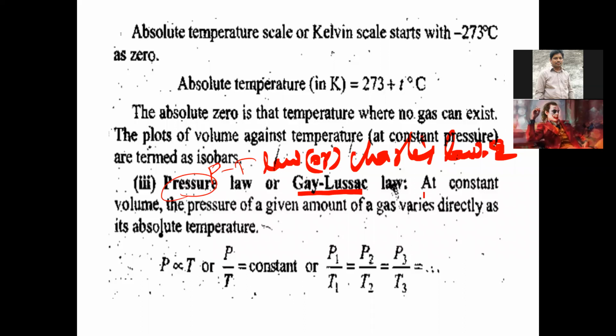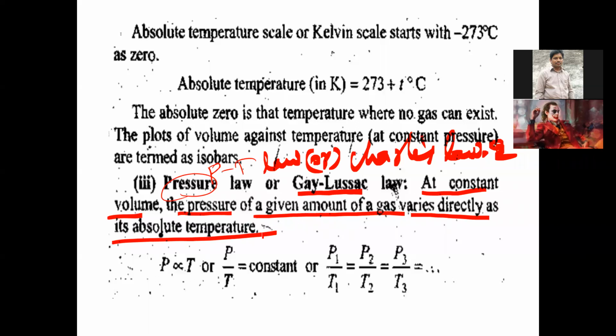So here we take constant volume conditions. At constant volume, the pressure of a given mass of gas varies directly, that is, is directly proportional to its absolute temperature. That means when the temperature of the gas increases, the pressure of the gas also increases.